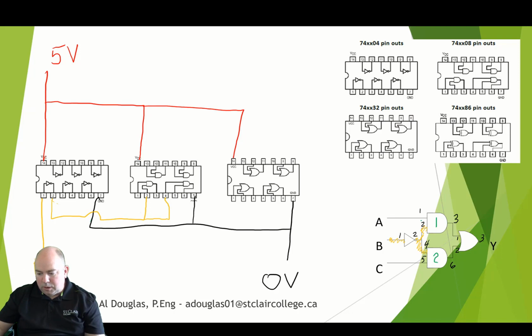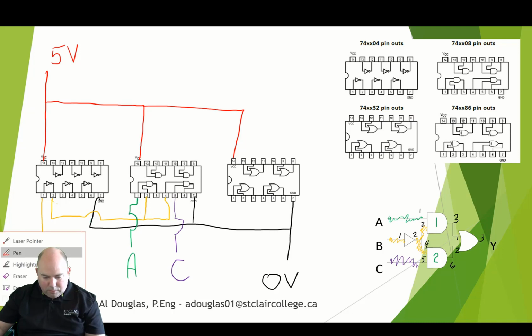A goes to pin 1 over here on this chip. C is going to go to pin 5 on that same chip. And then I'm using a different color for everything here, just to make it easier for you to see what's going on.